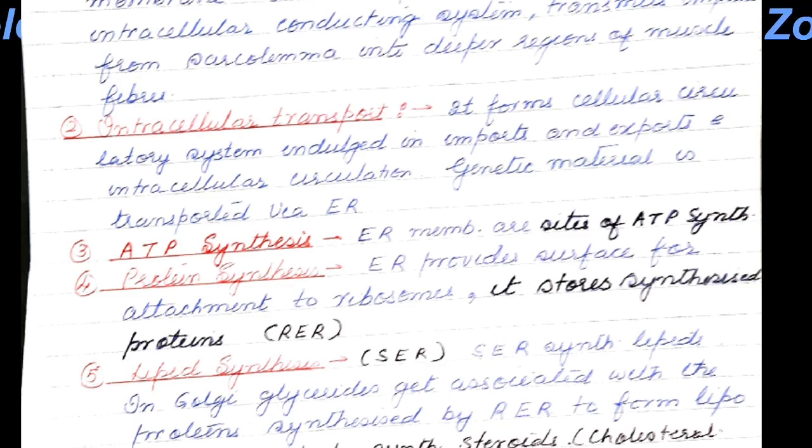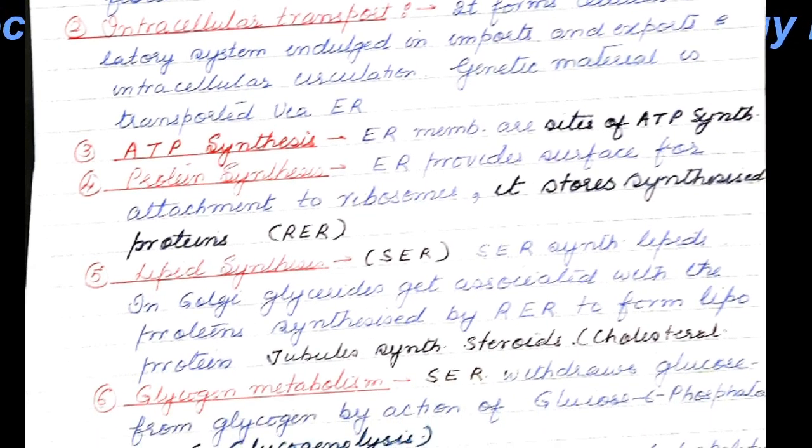Then lipid synthesis. As I have told you, the smooth endoplasmic reticulums are devoid of ribosomes, so they are not involved in formation of proteins. However, they are involved in formation of the lipids. In Golgi bodies, glyceride gets associated with the protein synthesized by rough endoplasmic reticulum to form lipoproteins, and the tubules synthesize steroids such as cholesterols.